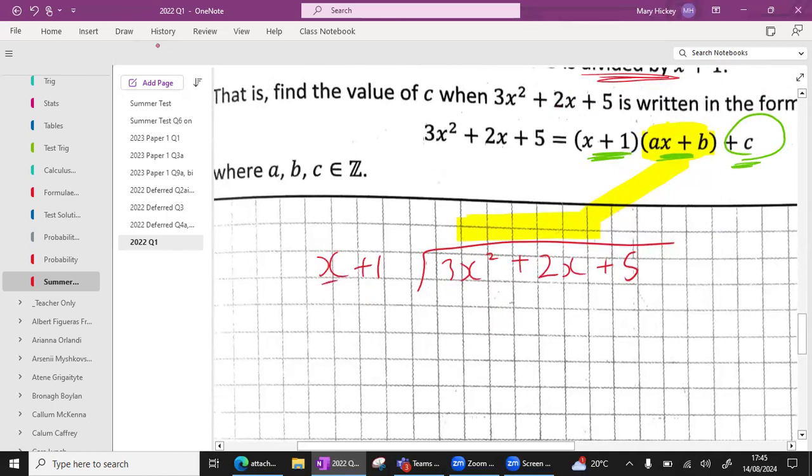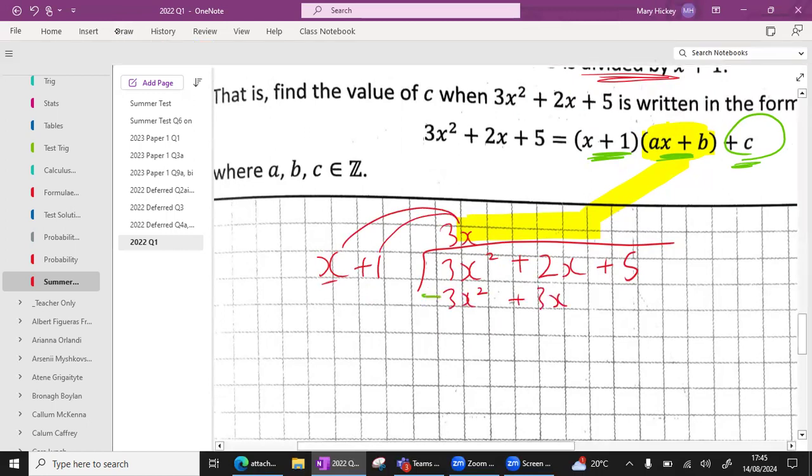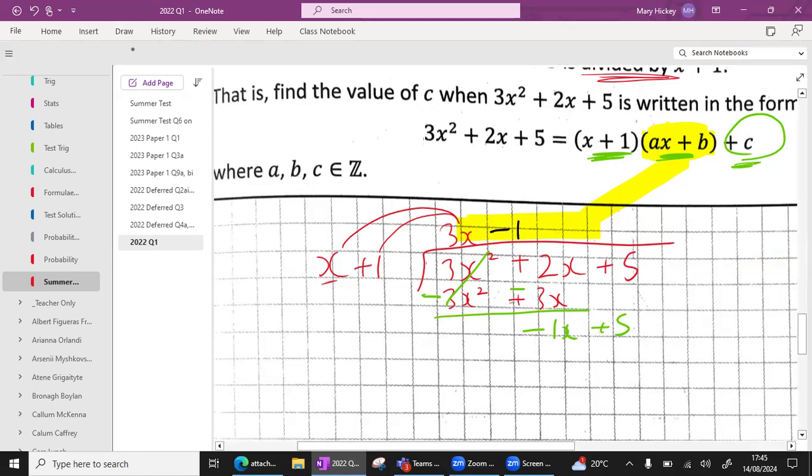How do I make x into 3x squared? I need a 3x. I multiply back: 3x squared plus 3x. I change my signs across, minus, minus, they cancel. Minus 1x plus 5, and I start the process again. How do I make x into minus 1x? I need a minus 1. Multiply back, minus 1x, minus 1. Change my signs, plus, plus, they cancel, and I get 6.